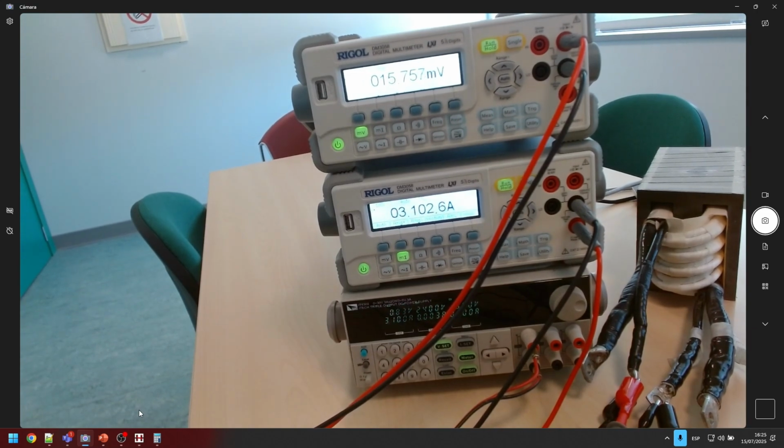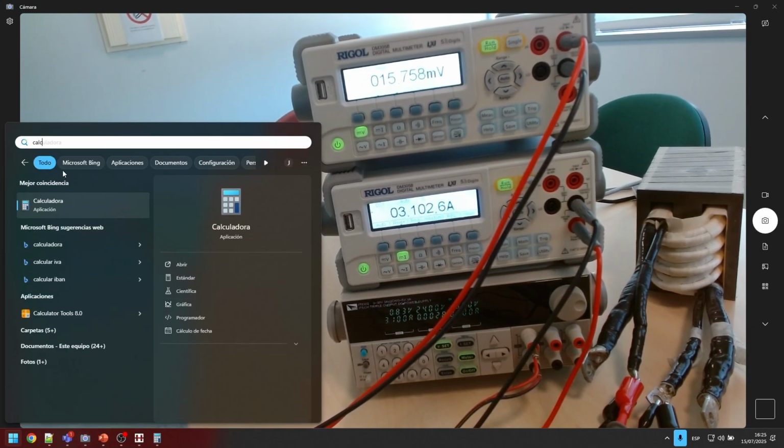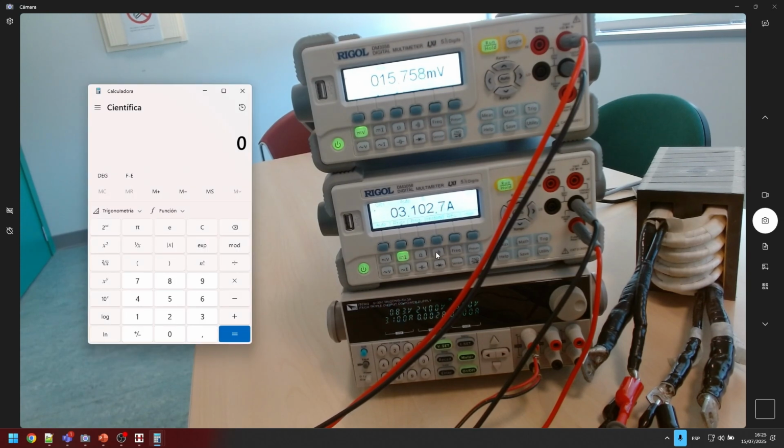Okay. So what I'm going to do now is just to calculate the resistance. So more or less 15.7 over 3.1. So something close to 5 milliohms. So this is the DC resistance, only the DC part of the secondary side.